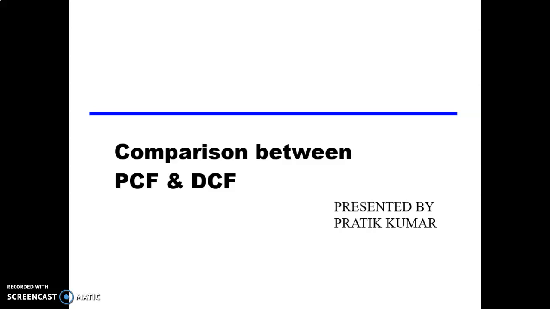So first of all, we should know that the MAC layer is divided into two sublayers. The lower one is called DCF and the upper one is called PCF.